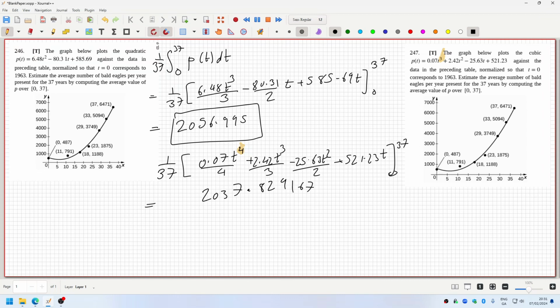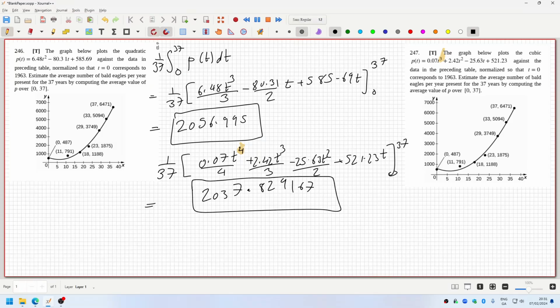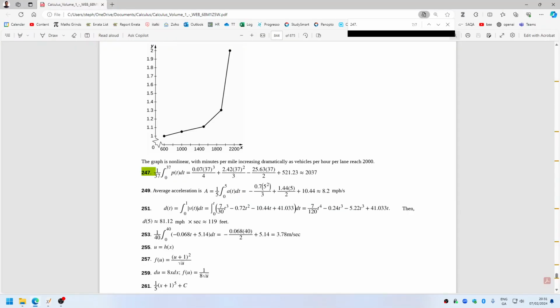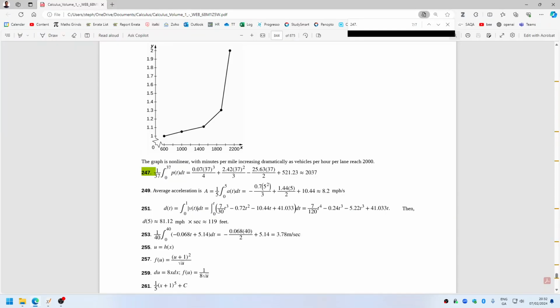Yeah, let's check that now. 2037. Since it's eagles, you kind of want to give a whole number, so 2057 and 2038. Interesting. I wonder, should it not be rounded up rather than down? I would have thought that would be more accurate.